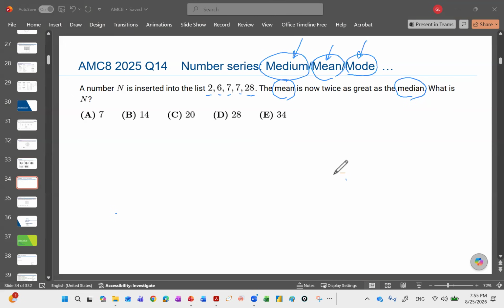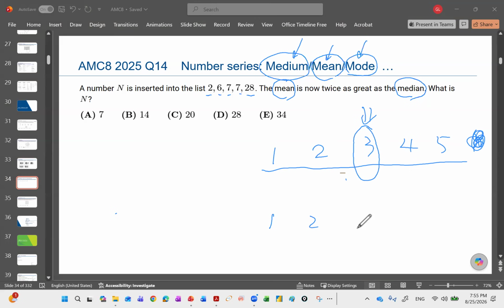Some use a different list. So suppose 1, 2, 3, 4, 5. Let's use the 5 numbers. So the median number is the middle number, right? With the 5 numbers, the median is 3. What about 1, 2, 3, 4, 5, 6, six numbers? What's the median number? Actually, they have 2 median numbers, right? So the median is 3.5.